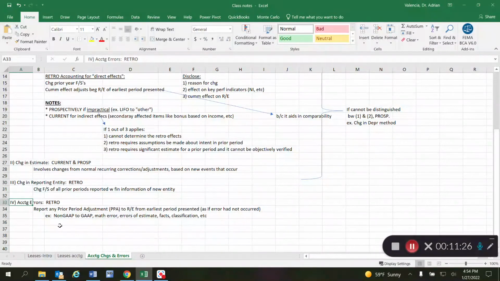So what are some examples? Maybe you were applying some rule incorrectly and you went from non-GAAP to GAAP. You made a math error or an error in estimates, anything of that nature. And you'll have to recreate the information to correct those previous periods.